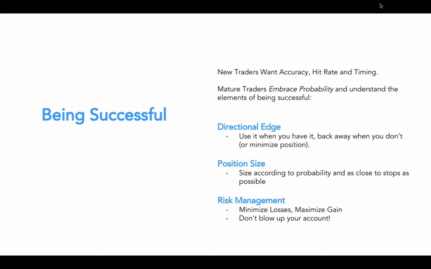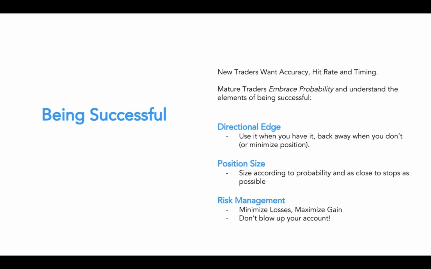So here I say mature traders embrace probability and understand the elements of being successful. And these are really the things you need to add to your menu, in my opinion. Directional edge, of course, and that's what I'm talking about. Use it when you have it, but you also learn to back away when you don't, or you minimize your position. So if you don't feel like you have a strong edge, you really should learn to drop some of your position back, so you're not playing hard against something that you don't have an edge on. And when I talk about I don't have an edge on a chart, you better believe I'm not really trading it hard, at least not beyond the core position I already have in most of these coins.